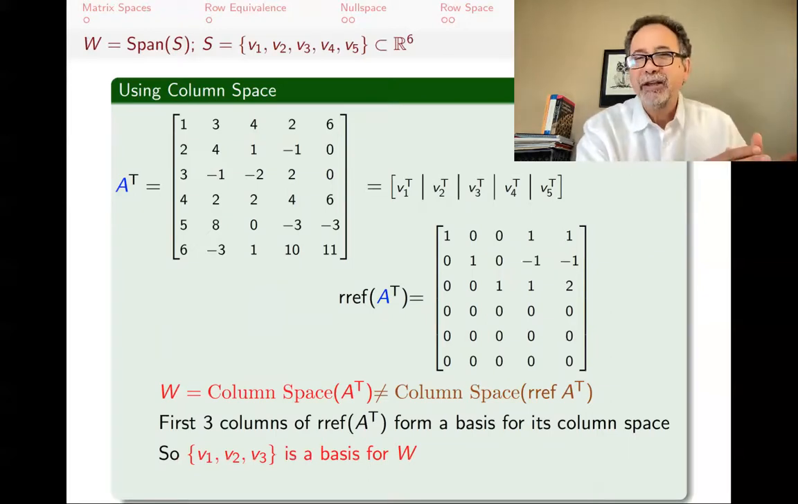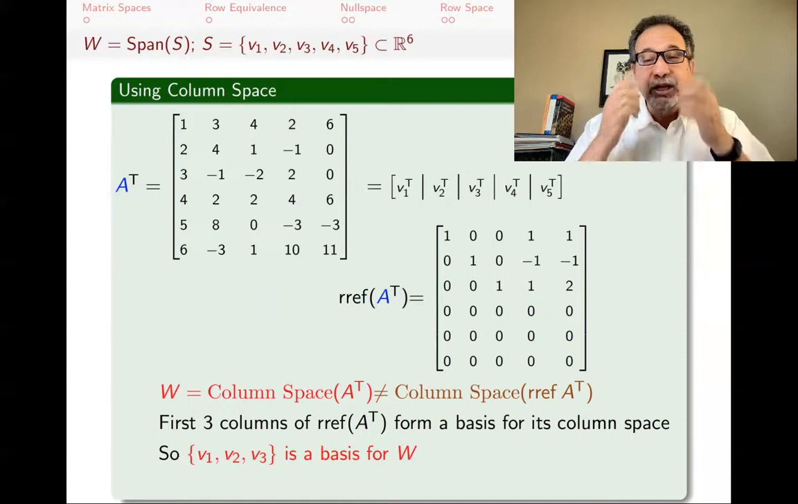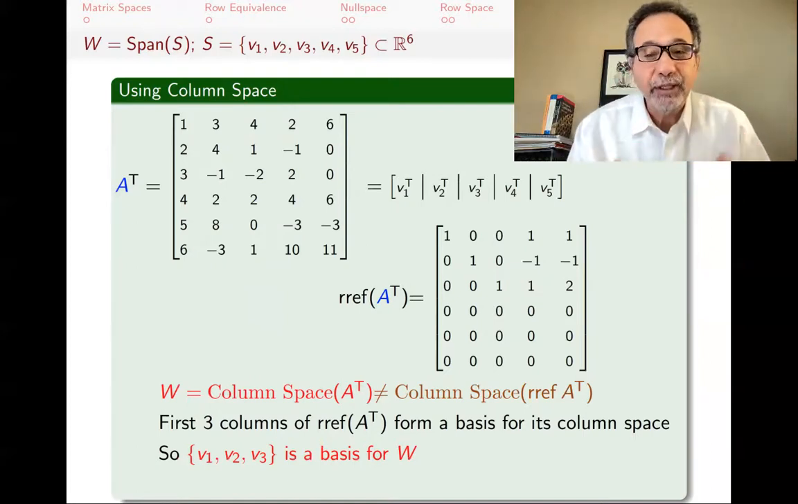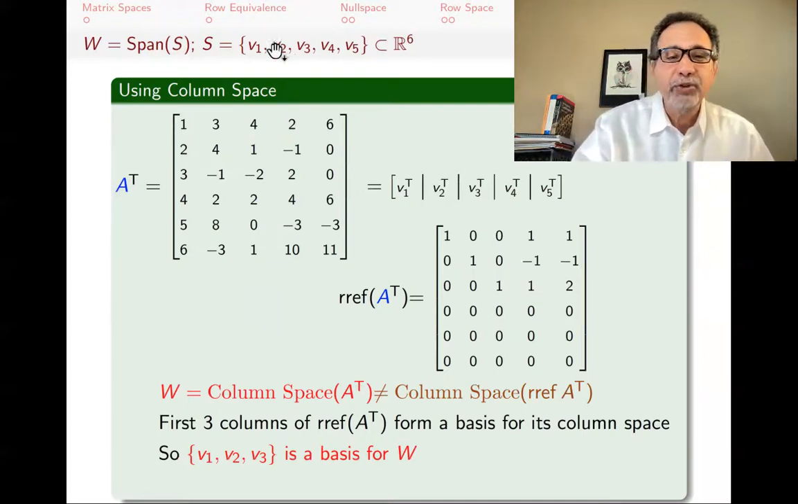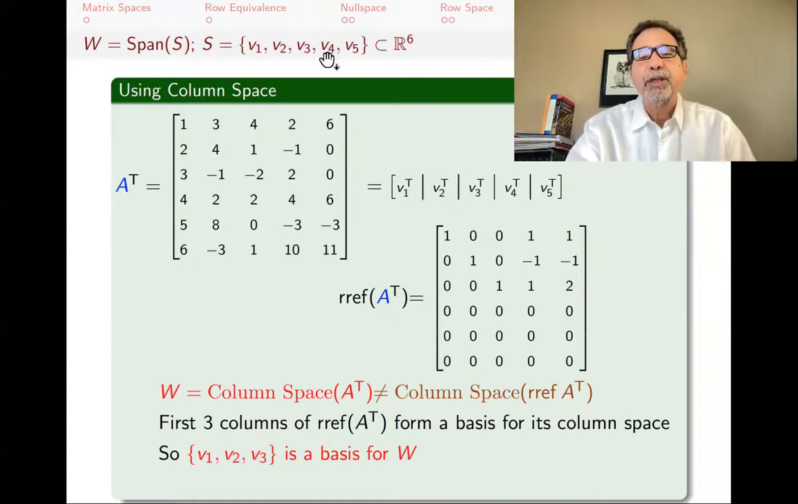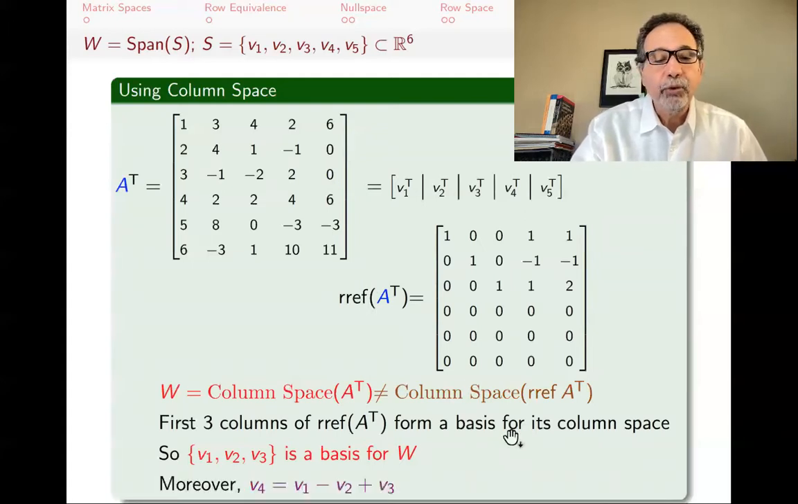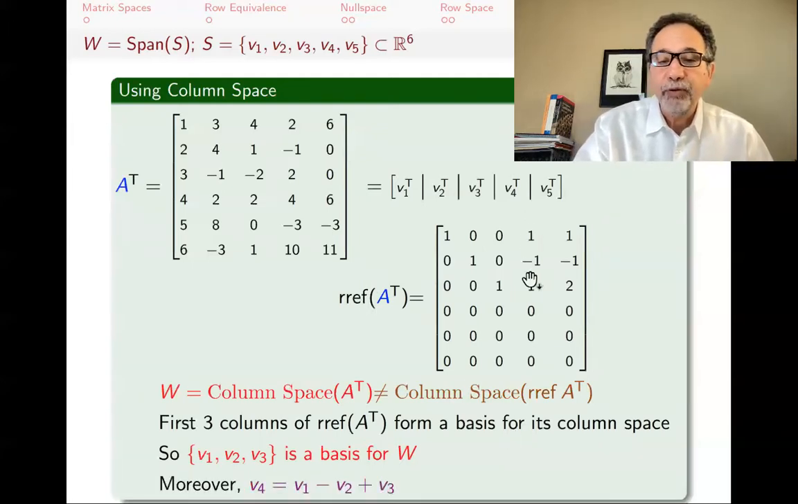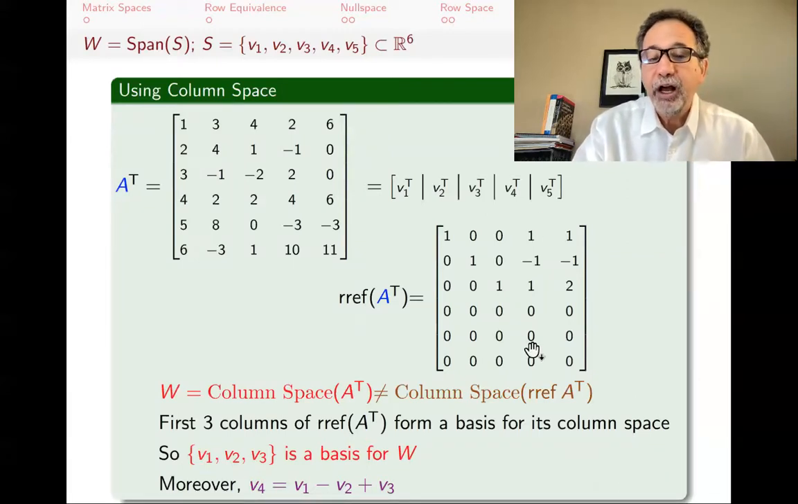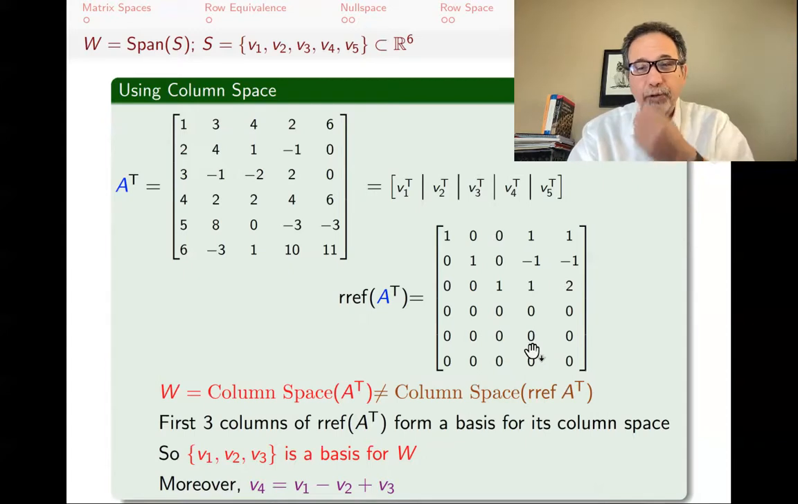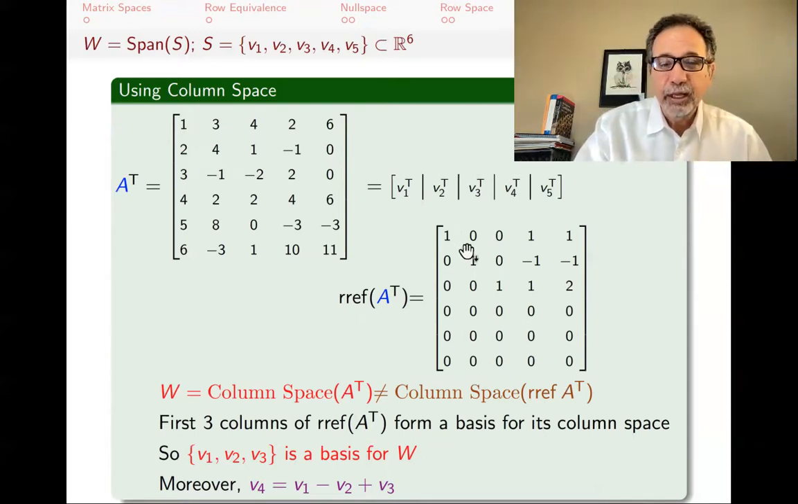So if you didn't like the other basis that the row space gave us, which was sort of a nice basis with zeros and things, but it wasn't elements of V1 through V5, and you said, well, I really like these vectors, I want 3 of them to give me a basis. Now you know that V1, V2, V3 are a basis for W. But more than that, you can read from here that V4, the fourth column in the reduced row echelon form of A transpose, is the first one minus the second one plus the third one.